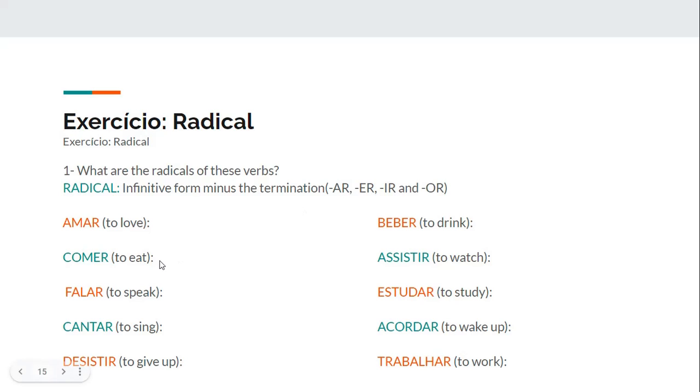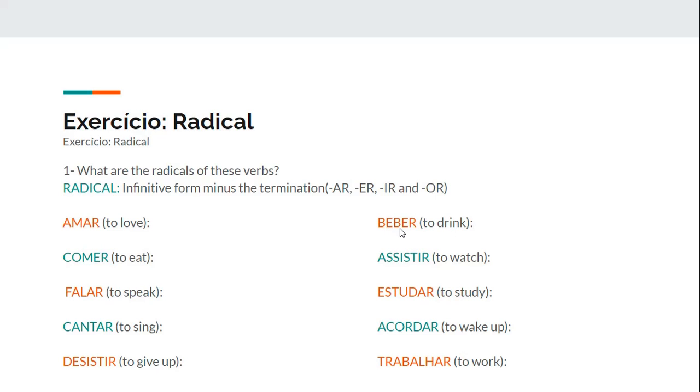So all of these verbs are already in the infinitive form. So you just need to take a look at them and remove the termination. For instance, amar, it's already in the infinitive. And the termination for amar, here we have ar. So amar minus ar, and then we have am, right? Here we have beber, so beber minus er, then we have beb, and that's it.